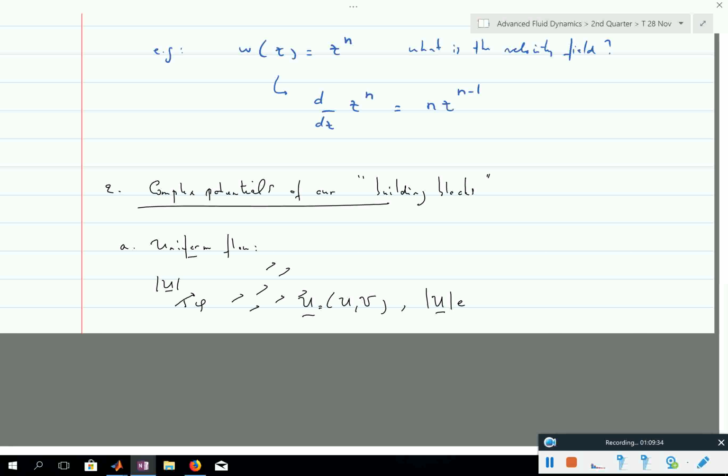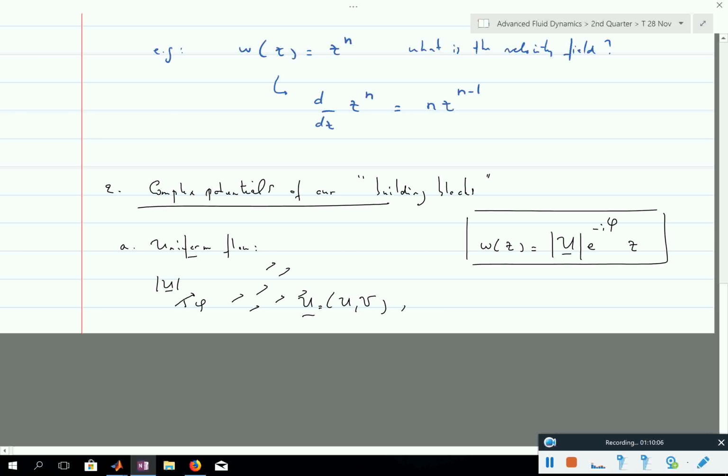Right. So then for this flow, the complex potential is just W(z) is equal to U exponential minus i phi times the complex variable z. That's the first complex potential you need to know. Right?